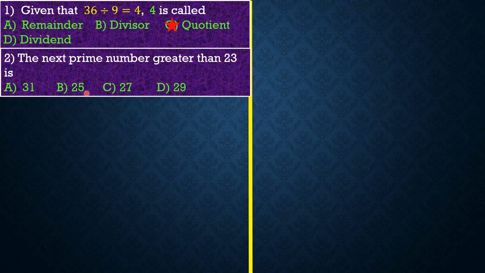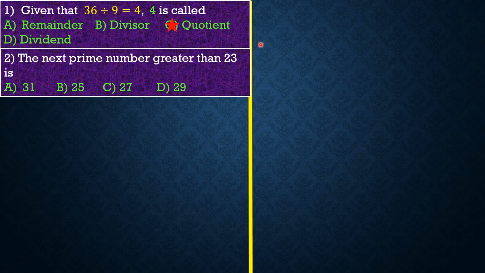25 is not a prime number. Then 27 is not a prime number. Keep in mind that a prime number is simply a number that has just two factors, namely 1 and that number itself. Great. So we have 29, we have 31.